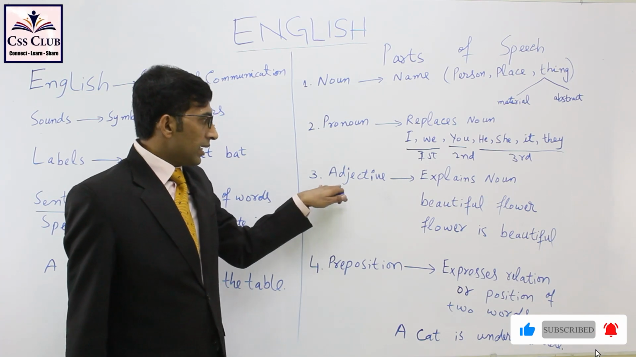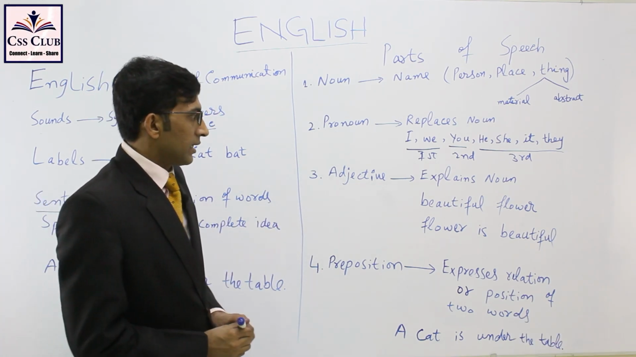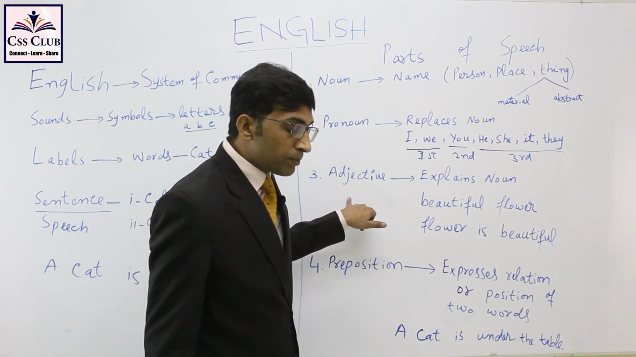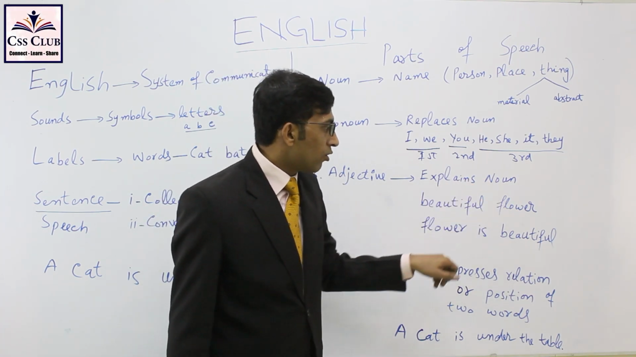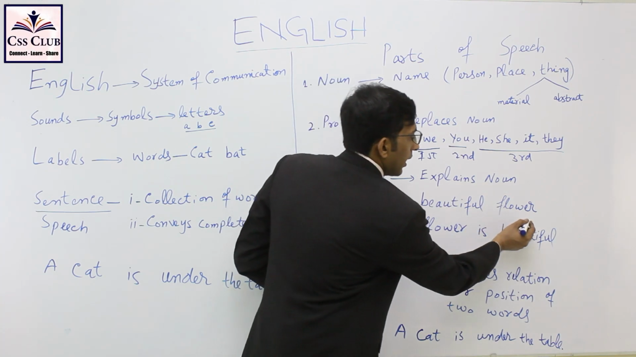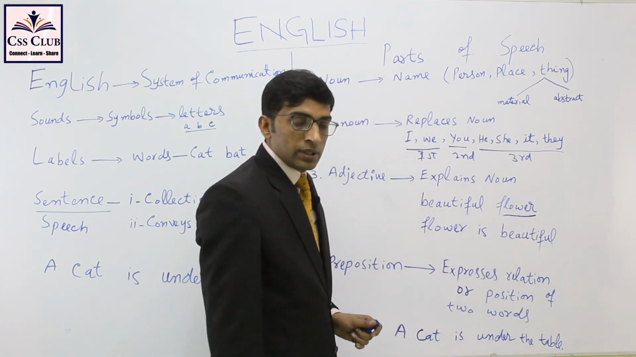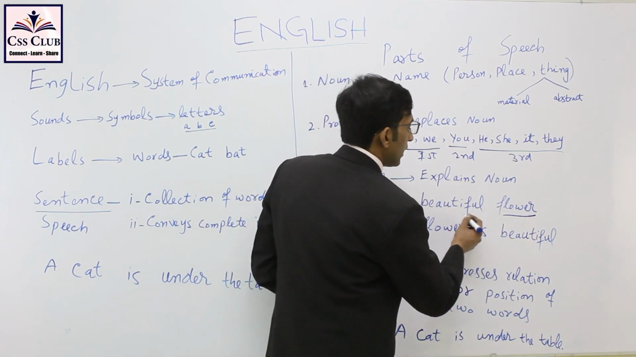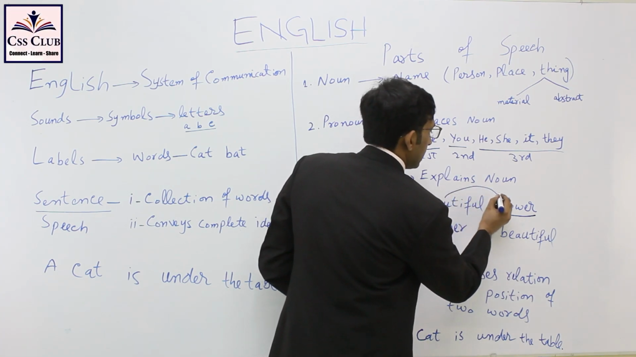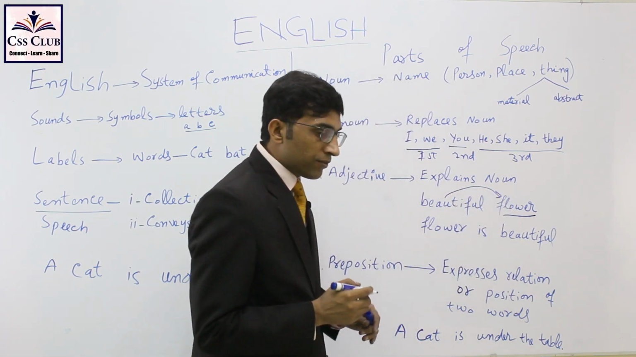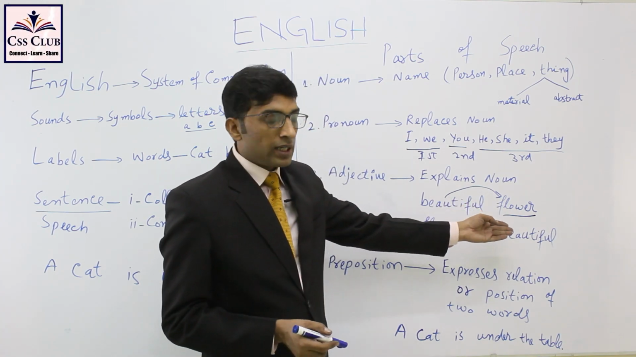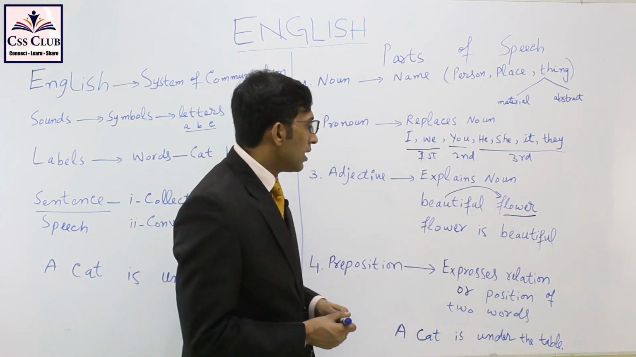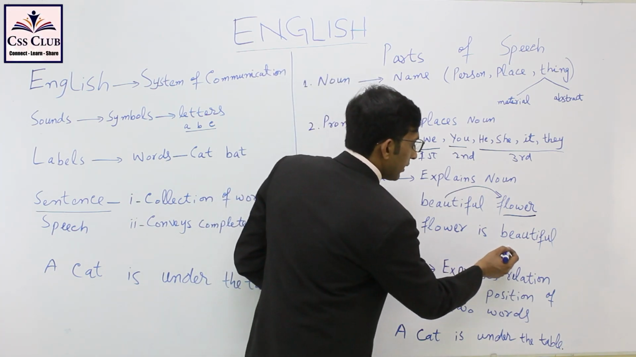The next thing is adjective. So what's an adjective? It explains. Its purpose is to explain a noun. So an adjective explains a noun. For example, flower is a noun, and what happens? What does this word beautiful do? What kind of noun is it? It's a beautiful flower. What kind of flower is it? It's a beautiful flower, and we can also write it like this.